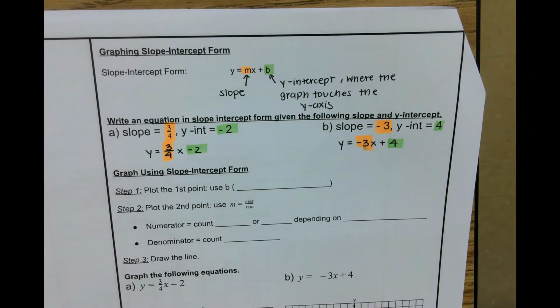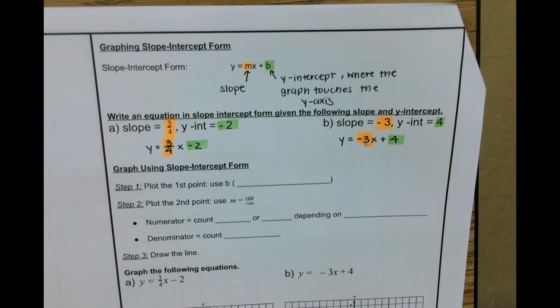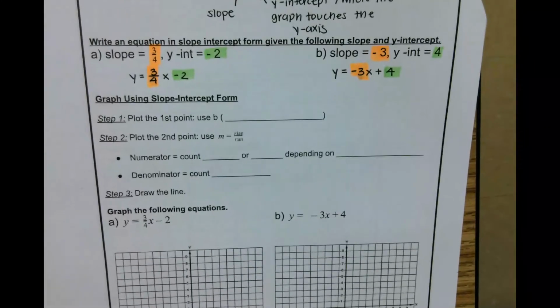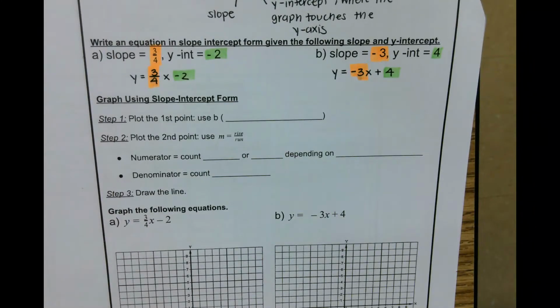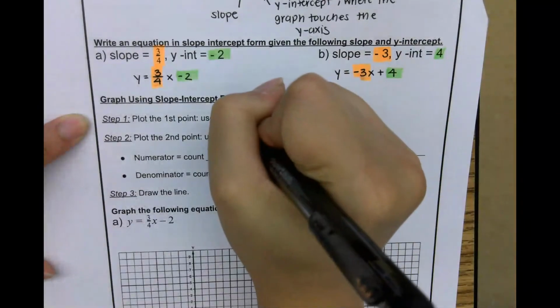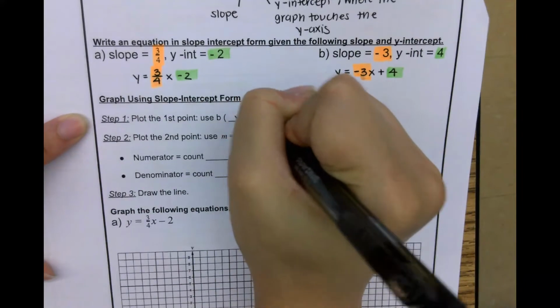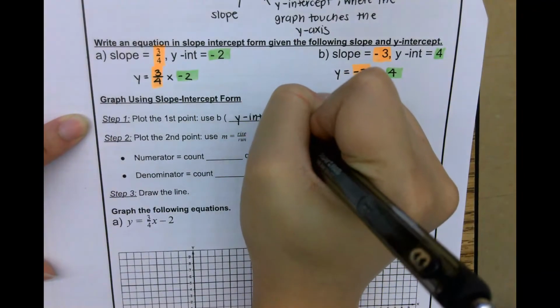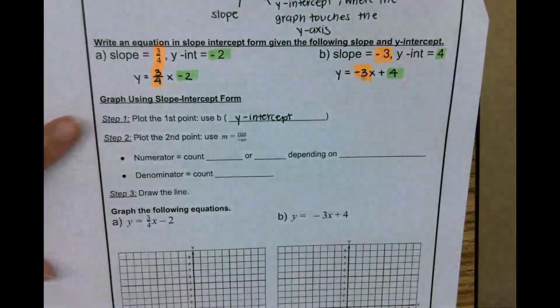The reason why we're reviewing slope-intercept form is because we're going to use the slope and the y-intercept to graph. In order to graph any line, you need 2 points. The first point that we're going to plot is b, our y-intercept. Again, your y-intercept is where the graph touches the y-axis.